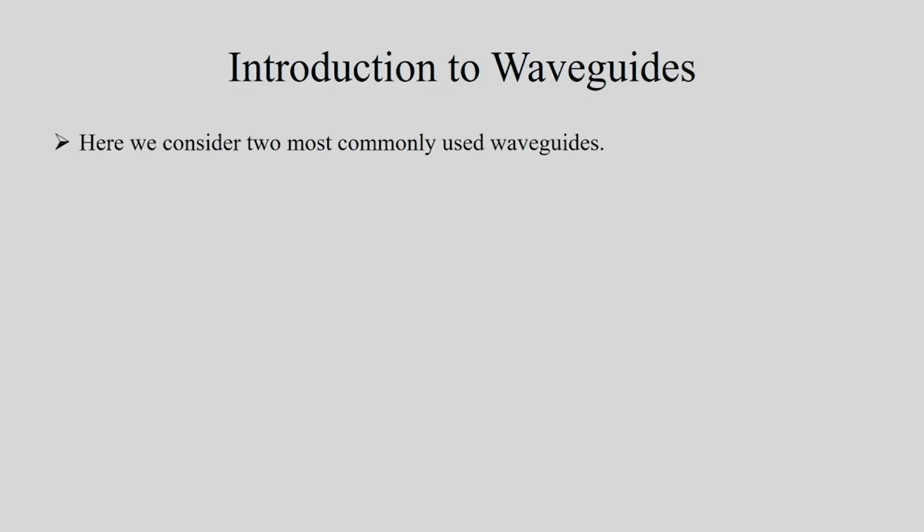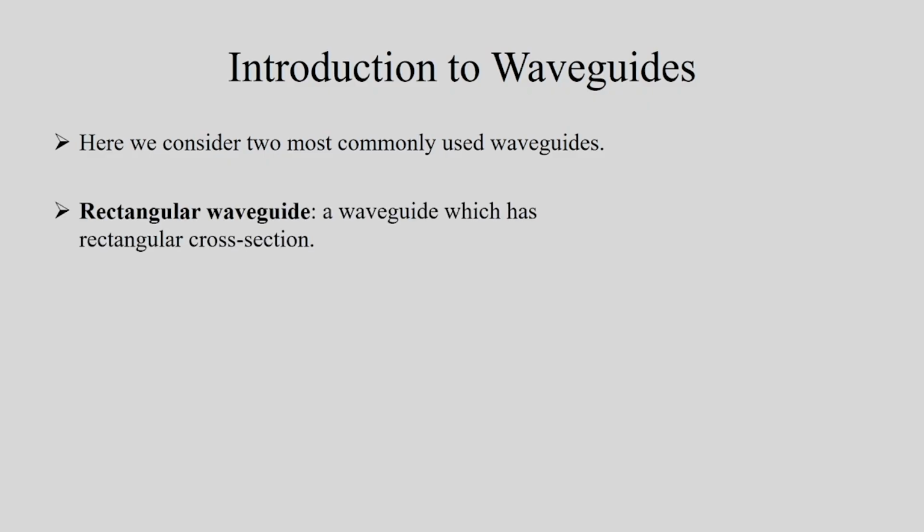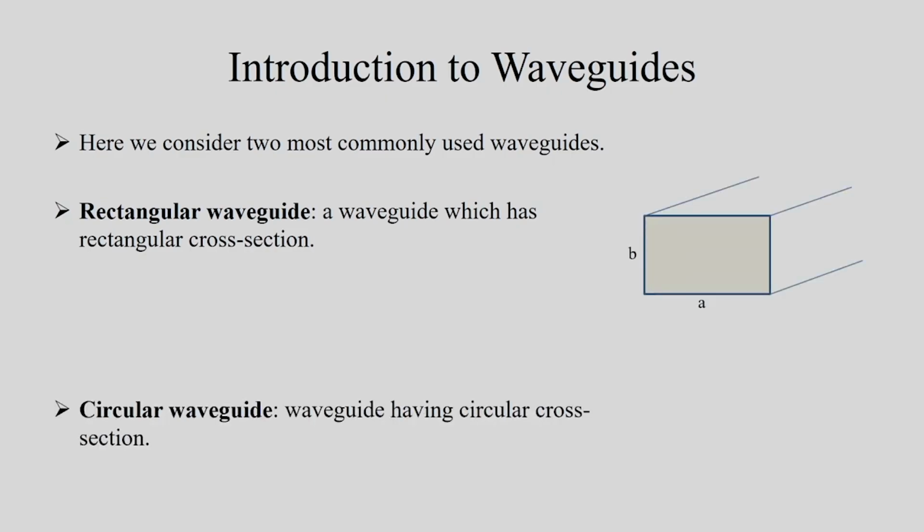Now, let us see the most commonly used forms of waveguides, which are rectangular waveguide having a cross section that is rectangular, and circular waveguide having a cross section circular. Please note that we are only showing the outline of the waveguide. In a practical waveguide, these metallic walls will have finite thickness, and these dimensions A and B, or the radius A, what we are showing here, these are the inner dimensions.